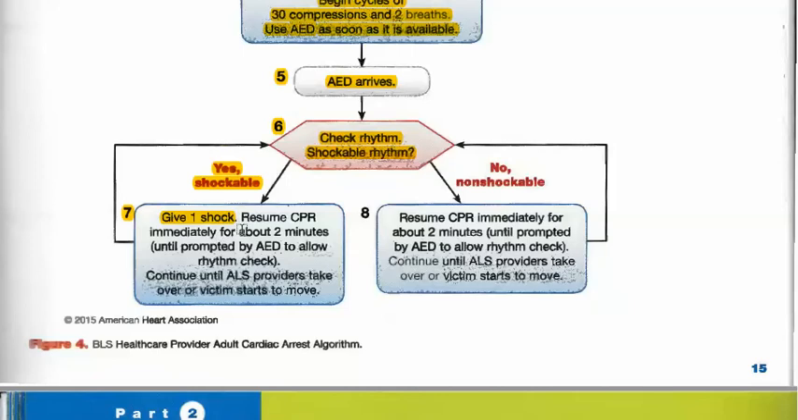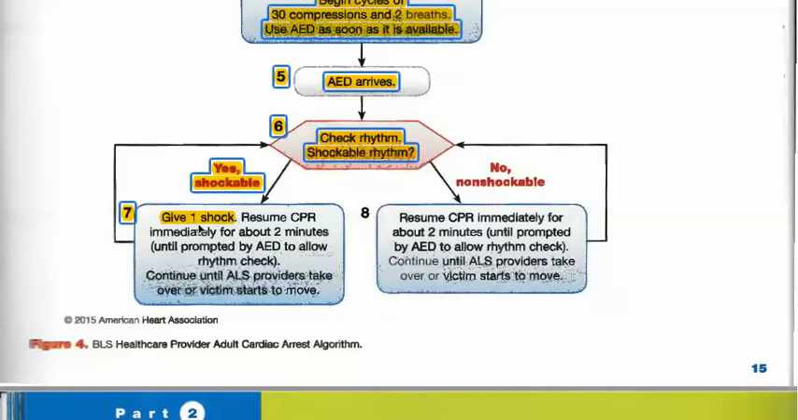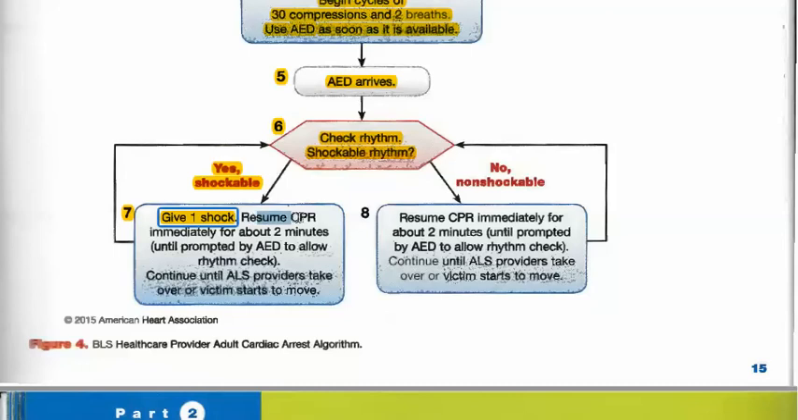So you checked the rhythm by the AED after it arrived, and the rhythm is shockable. If it's shockable, deliver one shock and resume CPR immediately for about 2 minutes until prompted by the AED to allow a rhythm check.